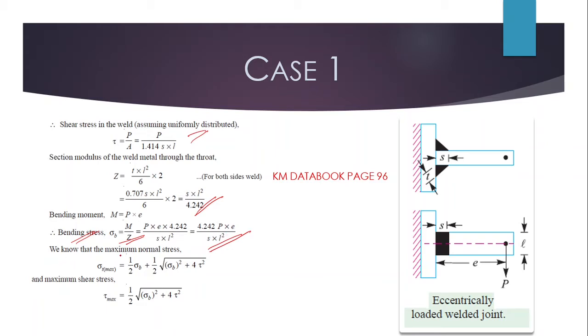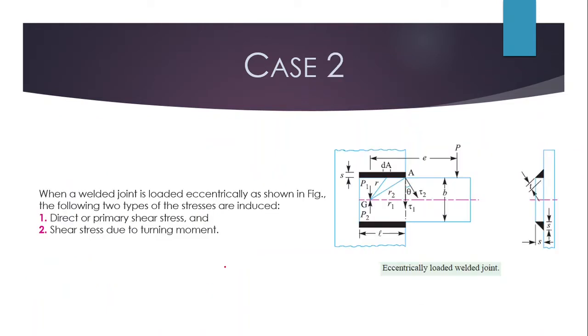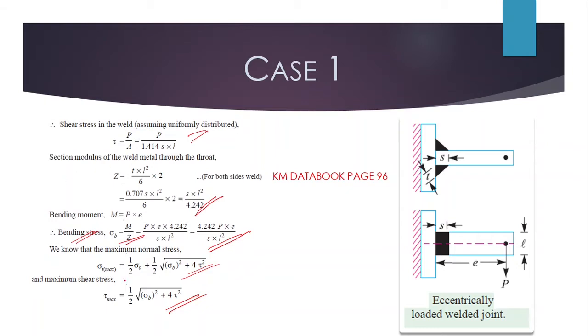Then we know that the maximum normal stress, sigma T max, is equal to this particular equation, and maximum shear stress is equal to this particular equation. Then we can substitute these values, sigma B and this tau, in these equations. We can easily calculate the maximum normal stress and maximum shear stress. This is case 1.